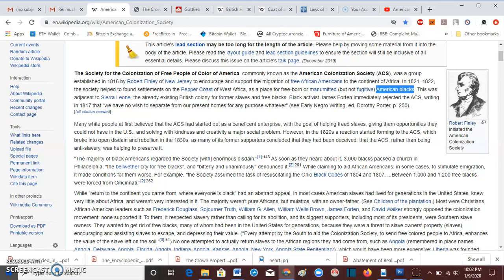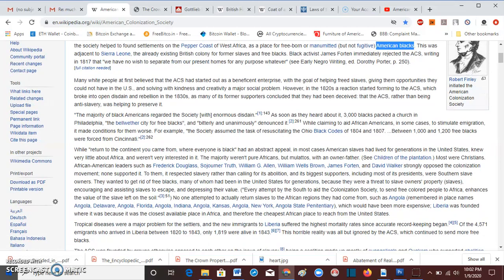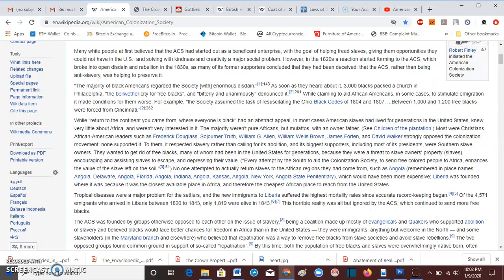Many of whom had been in the United States for generations because they were a threat to slave owners' property, encouraging and assisting slaves to escape and depressing their value. The attempt by the South to aid the colonization society to send free colored people to Africa enhances, encourages, and assists slaves to escape and depresses their value.